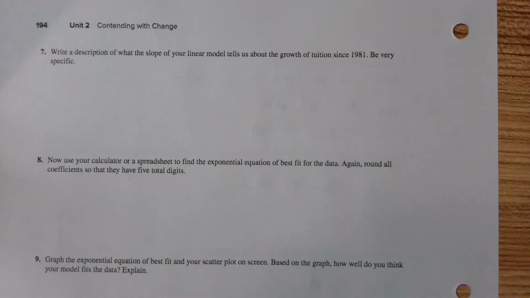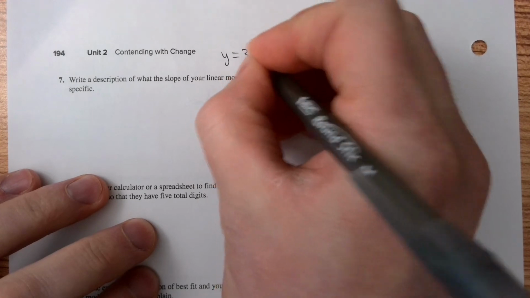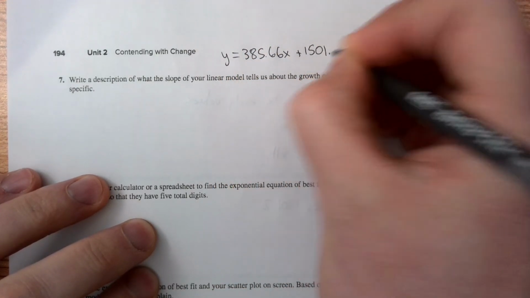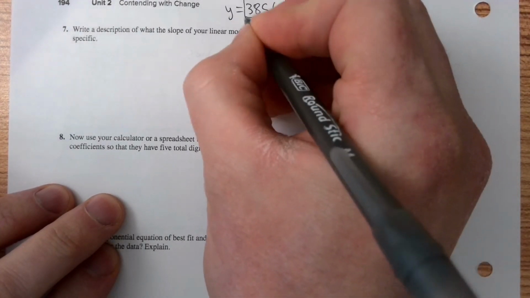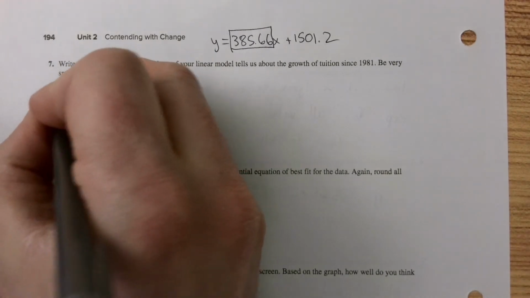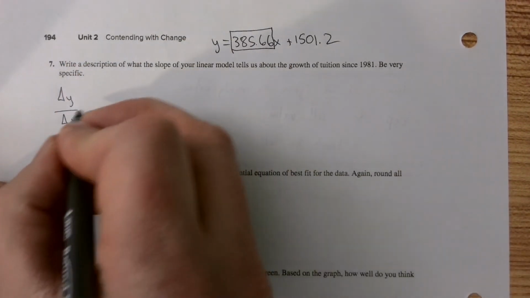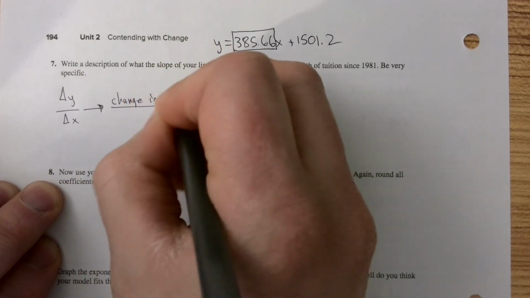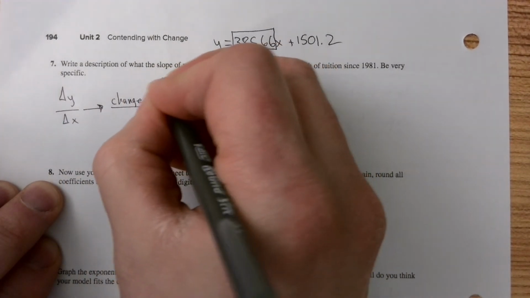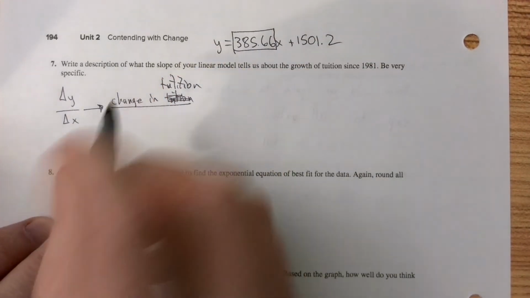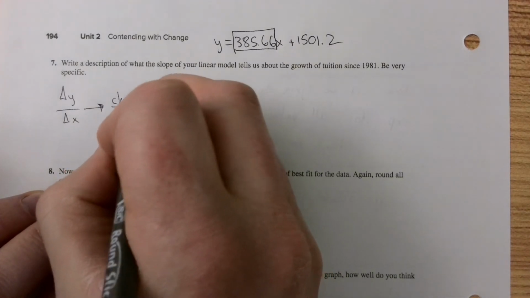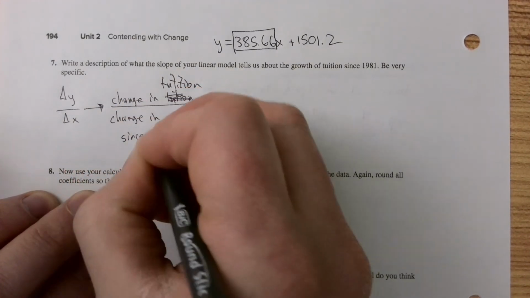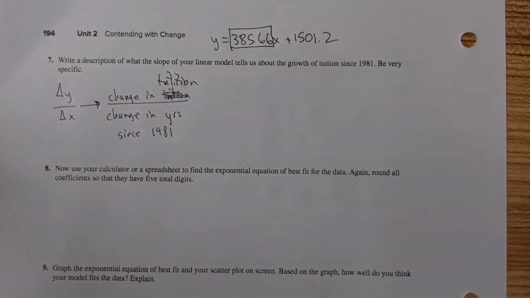So let's make sure we can identify what the slope is and write a sentence in context explaining that. So I'm going to rewrite my equation just so I have it here. It's 385.66x plus 1501.2. Remember, the slope is the number times x. So also recall that our definition of slope is change in y over change in x. Well, in words, the change in y is change in tuition, and x is just change in years since 1981.